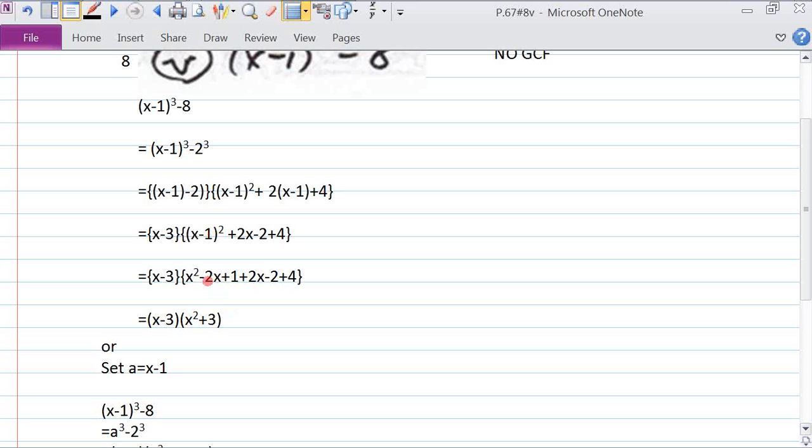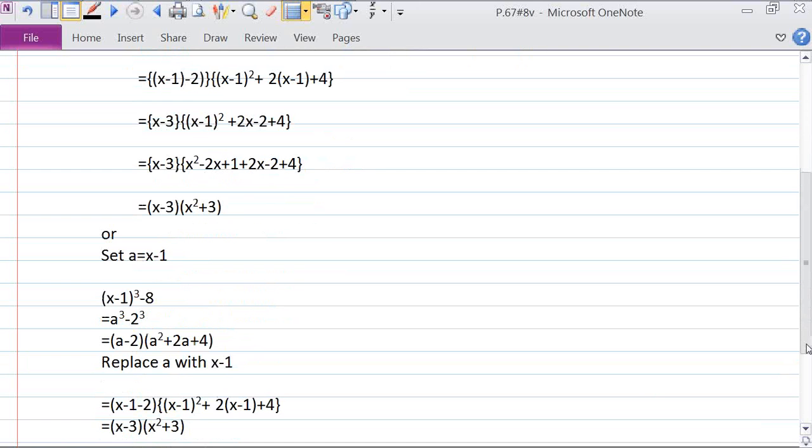Now, simplifying this, you can see the minus 2x here and the plus 2x cancel. So there's no term in x. So I just have the x squared here. And then plus 1 plus 4 is plus 5. Subtract 2, I get plus 3. And that's the final solution here.